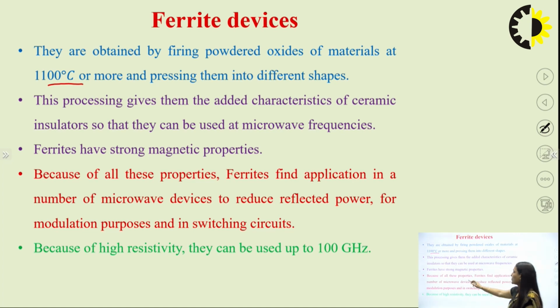Because of all these properties, ferrites find application in a number of microwave devices to reduce reflected power, for modulation purposes and in switching circuits. And because of the high resistivity, they can be used up to 10 gigahertz frequency.